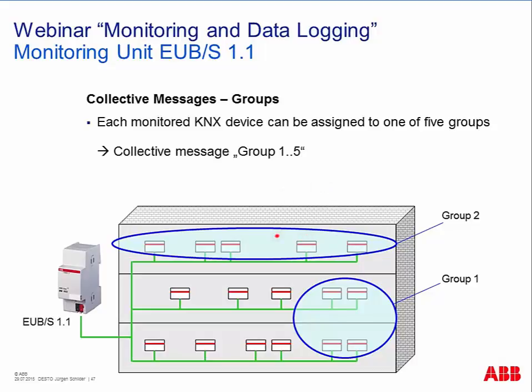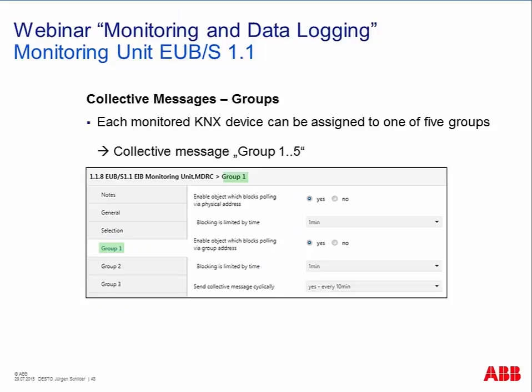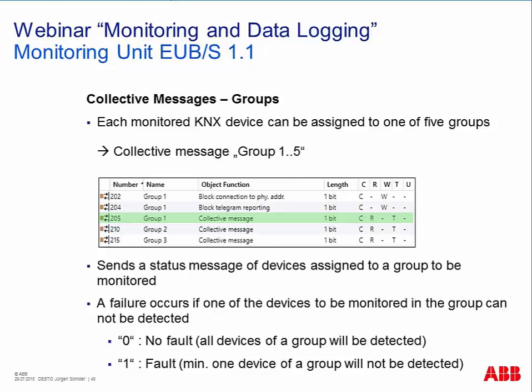So 5 groups are possible. For each you have then also the option to block monitoring. With this blocking option, you can block the whole group, means not any member of this group will be monitored anymore. And as you can see here, for group number 1, we have a collective failure message if any member of this group is not working anymore. Like the individual failure group objects, but now for a group only.